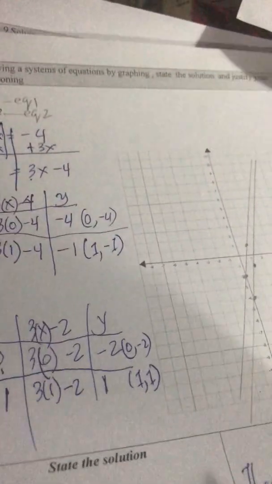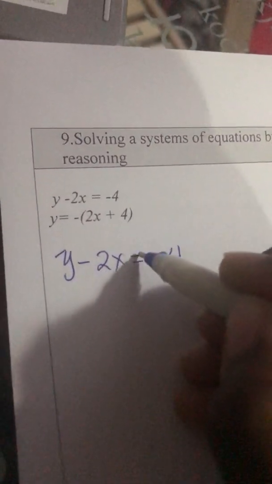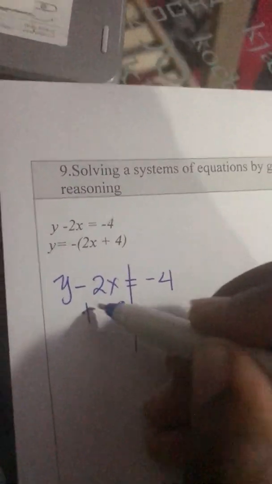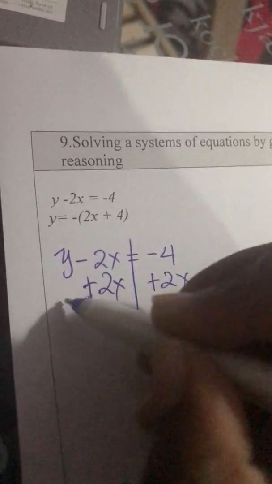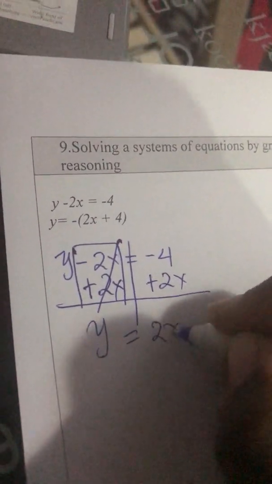All right. You will draw this one. So now here, this one is already in... Oh no, that one is not in slope. Even this one is not yet in slope intercept form. Why? Because we have a bracket. So that means I have to do distributive property. So let's do the first one. Y minus 2x equals to negative 4. So bring this to this side. Plus 2x plus 2x. This goes away. Y equals to 2x minus 4.